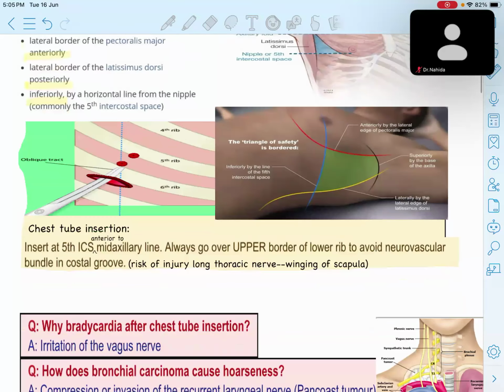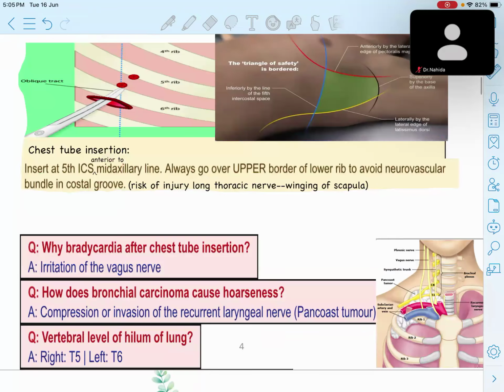Now come to some recall questions. Why bradycardia after chest tube drain insertion? These are scattered recall questions; you have to know them. Irritation of the vagus nerve is the cause.